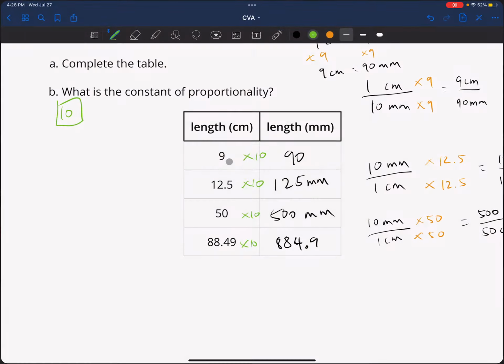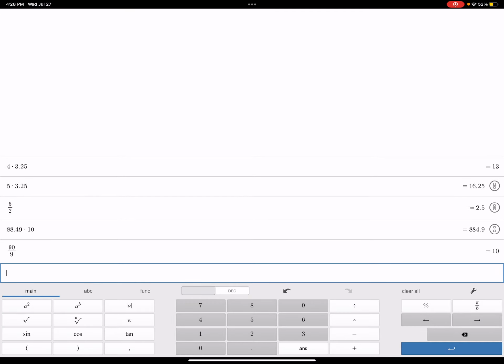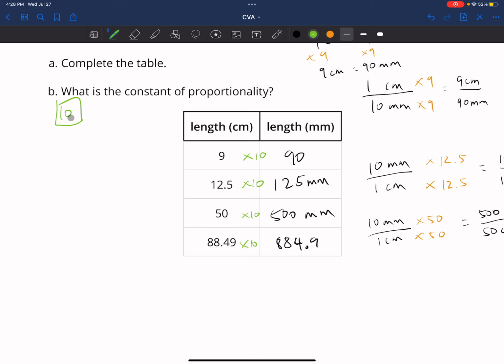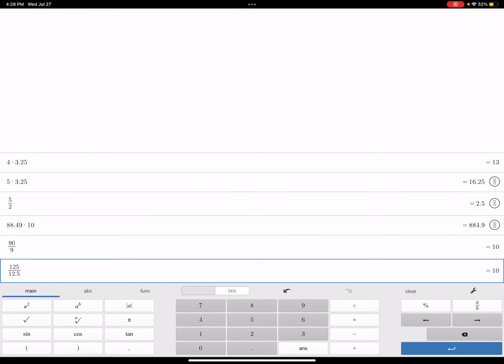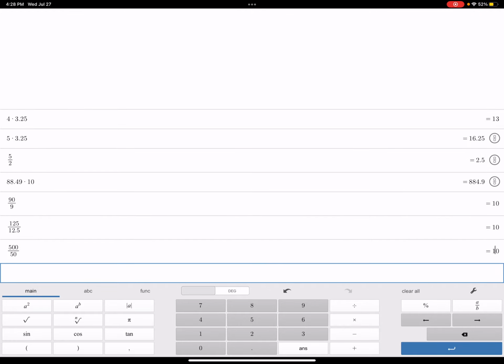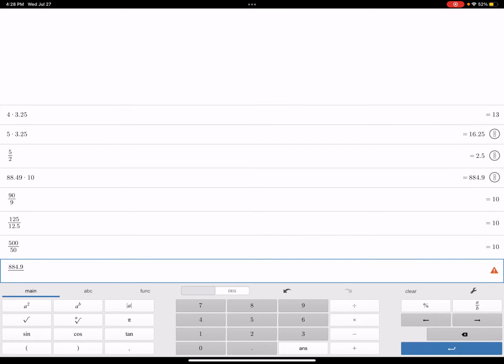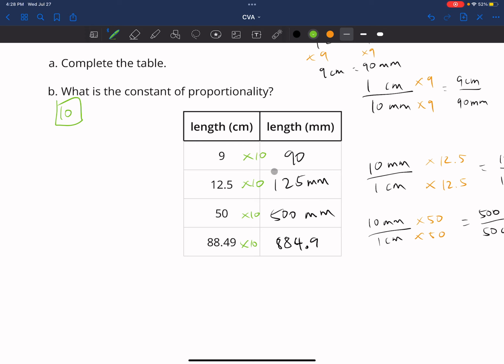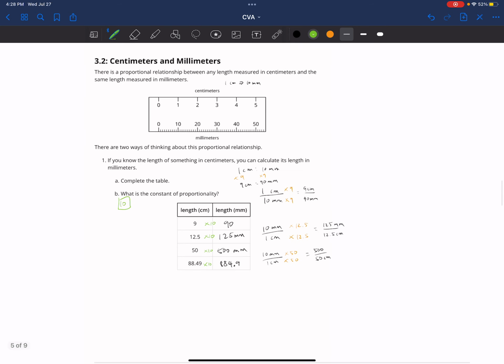So watch, 90 divided by 9. 90 divided by 9 is equal to 10, right? So as you can see, the constant of proportionality is therefore 10. If I do 125 divided by 12.5, that's going to equal 10. If I divide 500 by 50, that will be equal to 10. And then 884.9 divided by 88.49, that's going to equal 10. So as you can see, if you divide all of these numbers, it's going to equal 10. And that's how you find the constant of proportionality. So that is that for this one.